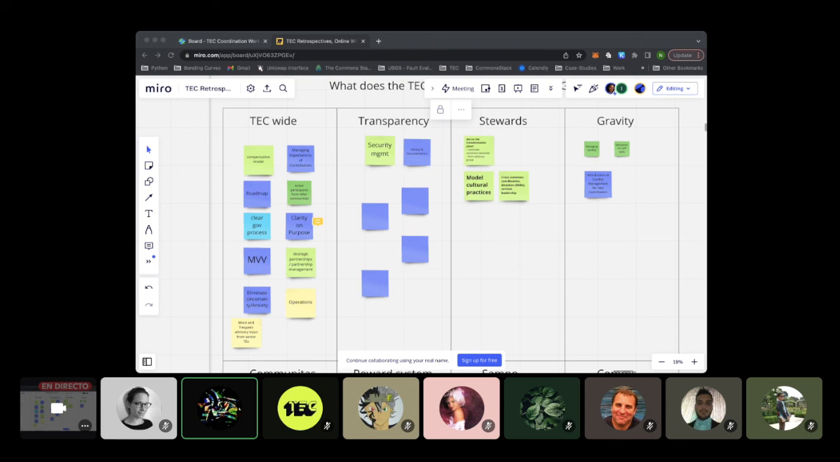And maybe we don't have working group stewards, but I do think we shouldn't be afraid to experiment with this. And I think Communitas is a great example of that. So, perhaps we can just keep an eye on that and maybe see where we go from there.